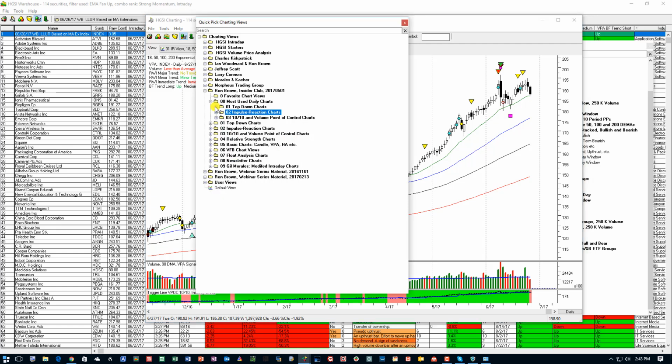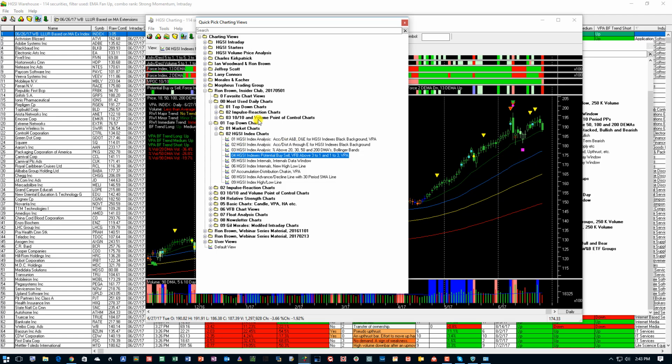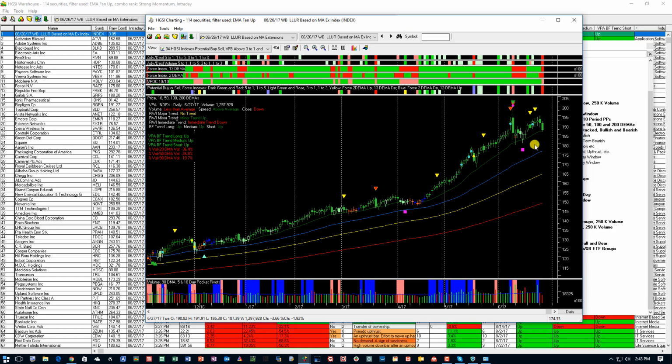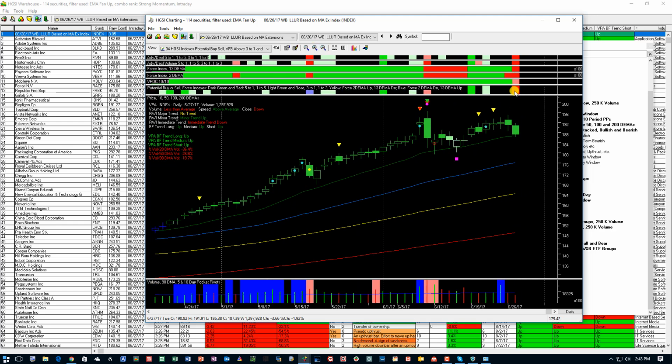So what I'm going to do is go to my top-down charts, and I'm going to go to the HGSI index charts. It's folder number 1. My most used daily charts are in 00, but this is in number 1, and I'm going to go down to this one. It's number 4. It signals a potential buy-sell signal. When I did this, about an hour ago, the force 13 was still positive, and it's turned negative also. So if I zoom in on this, this is generating a potential sell signal.